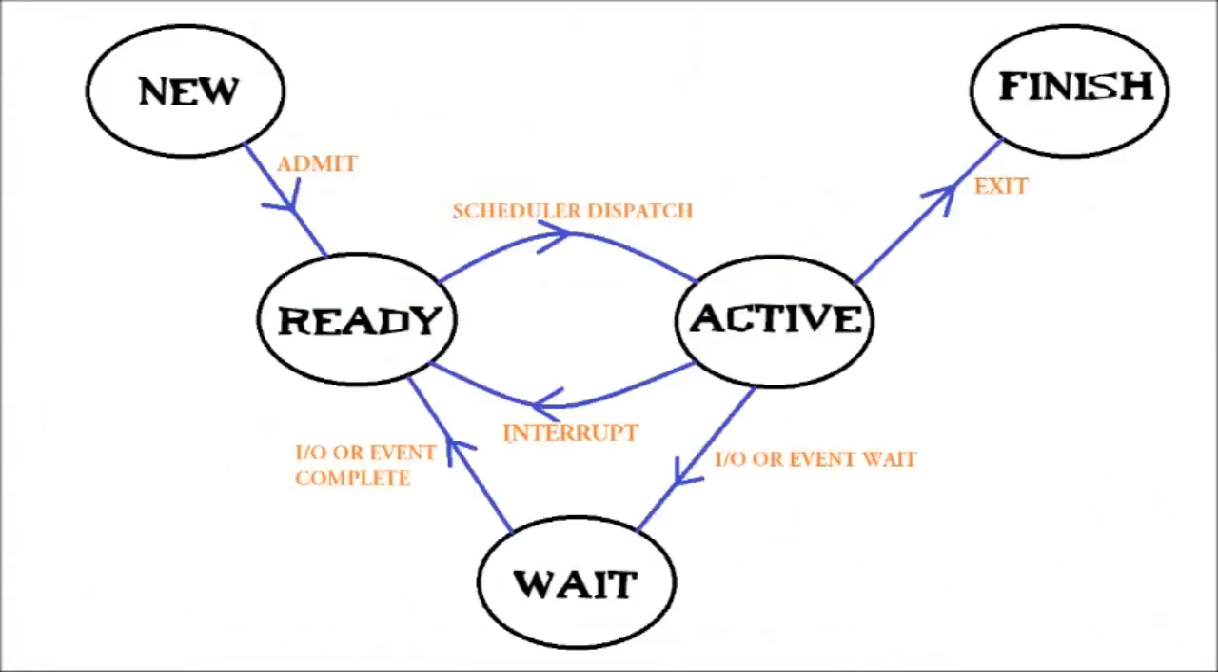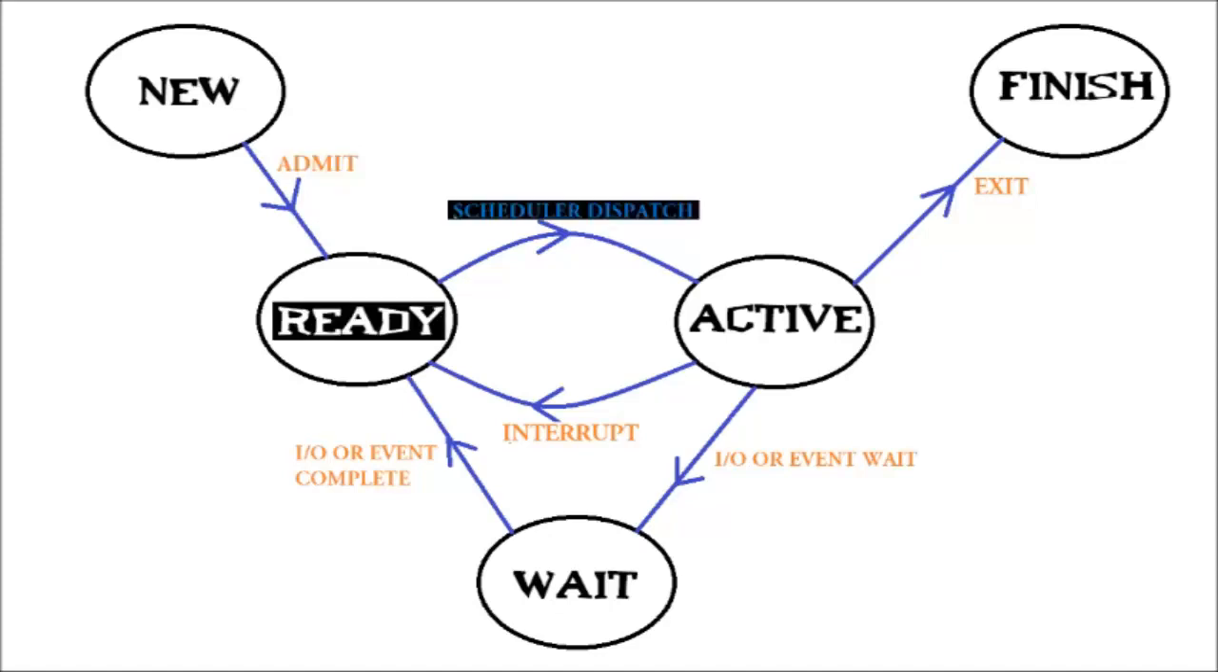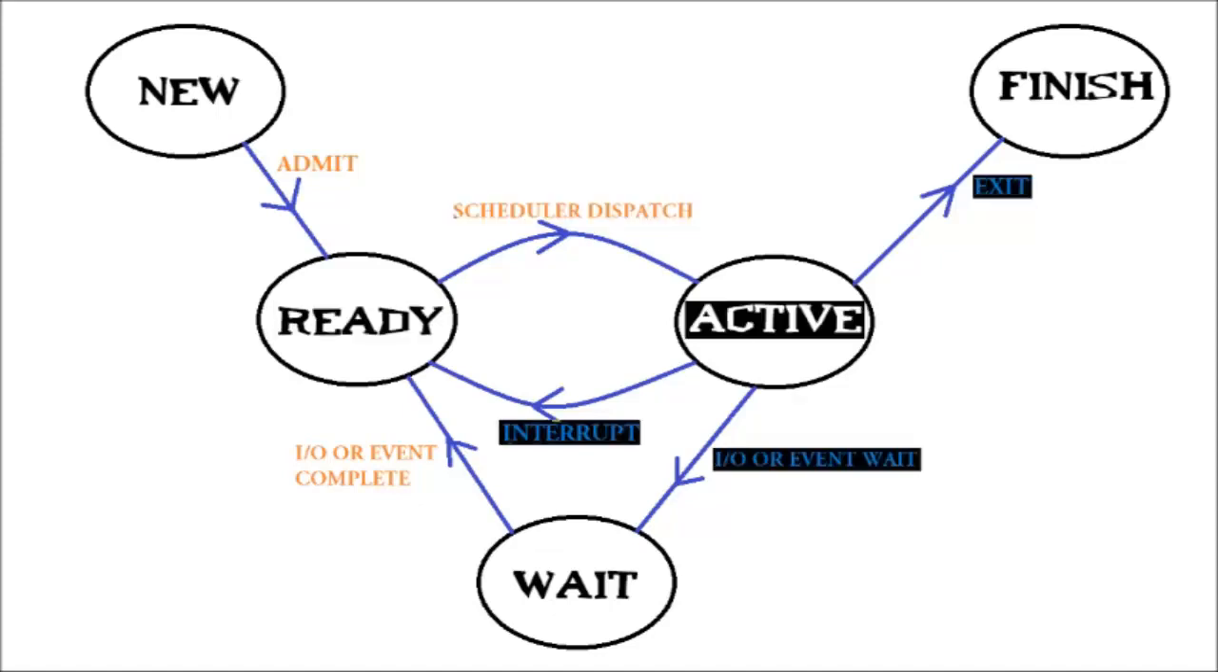Based on the car race analogy, we can see that, when a process is created, it is in new state. Then, it is admitted into ready state, which signifies that it is ready to be assigned to the CPU. The scheduler dispatches the process into active state, if the CPU is free. It means that the process is being executed. From the active state, the process can go to any one of 3 states, based on certain conditions. These states are ready, wait and finish.